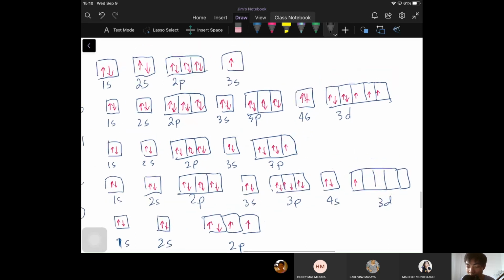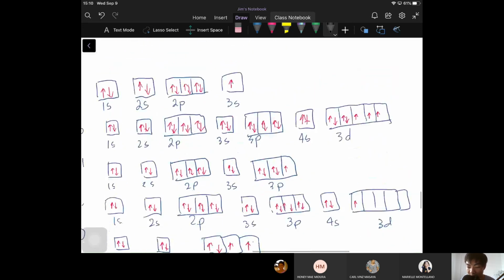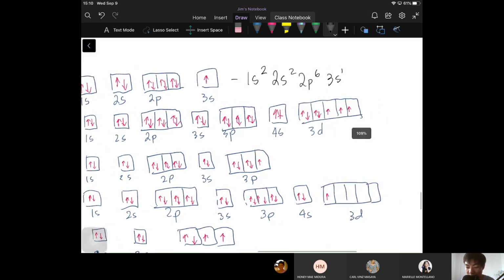So for sodium, we can rewrite this as 1s2, dalawang electrons sa s box. Ang gagawing exponent yung number of electrons na. 2s2, 2p6, 3s1. So yan. So instead of writing these boxes, we can just write the number of electrons that we can see kada box. Okay, so yun. Then yan yung electronic configuration na, no.